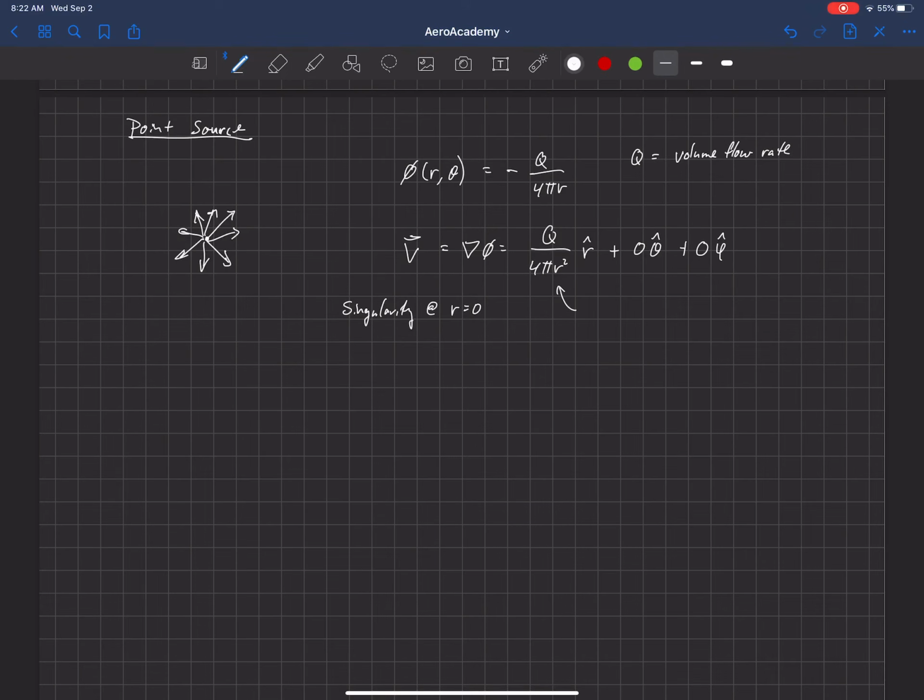One last thing to note is that if q is negative, this becomes what's called a point sink instead of a point source. That just simply means that the flow is emanating towards the point, or kind of being swallowed by that point, instead of emanating from that point.